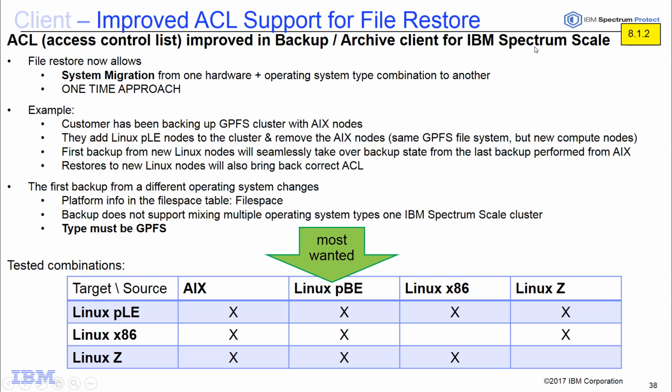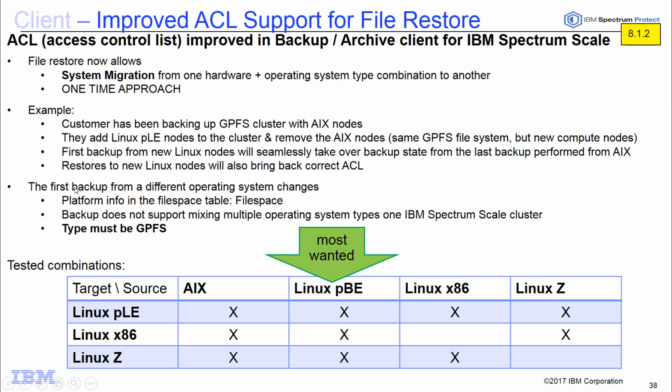We've made some changes to our ACL, access control list, when we do backup and archive clients for IBM Spectrum Scale. File restores are now allowed to do system migration from one hardware and operating system type to another. This is a one-time approach. For instance, we see customers who've been backing up their GPFS clusters with AIX nodes, and now they want to add Linux on Power Little Endian nodes to the cluster and remove those AIX nodes. The first time they back up those new Linux nodes, they will seamlessly take over the backup state from the last AIX backup performed. And now restores to new Linux nodes will also bring back the correct ACL.